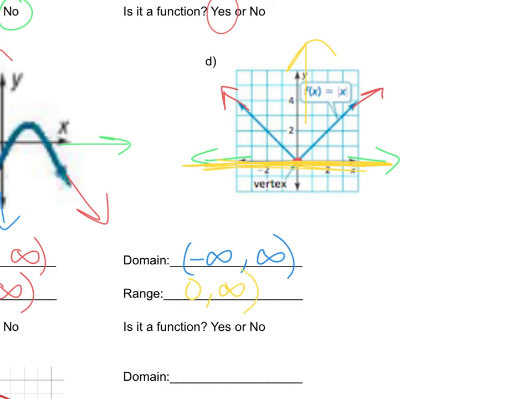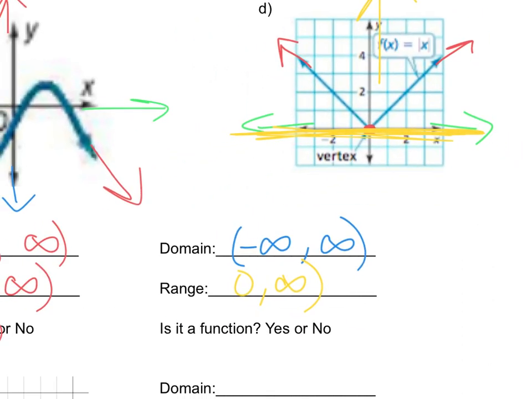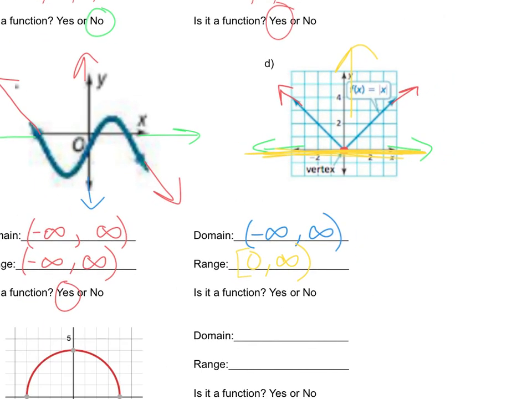We know that has to have a parenthesis. If you notice, I erased that other parenthesis, and let me tell you why. Remember I said it's a bracket if it hits that point, and it's a parenthesis if it approaches. That actually hits that point. So it does reach 0, so therefore we must put a bracket. Is this one a function? Yes.